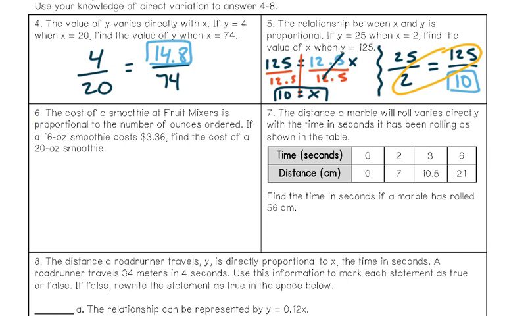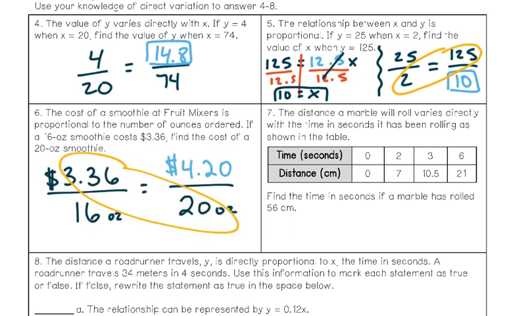This question on number 6 says, if a 16-ounce smoothie costs $3.36, what would be the cost of a 20-ounce smoothie? All right, I know if there's direct variation and my relationship is proportional, I can set up a proportion to solve. So that's what I did. I multiplied across, divided by 16. I got $4.20.